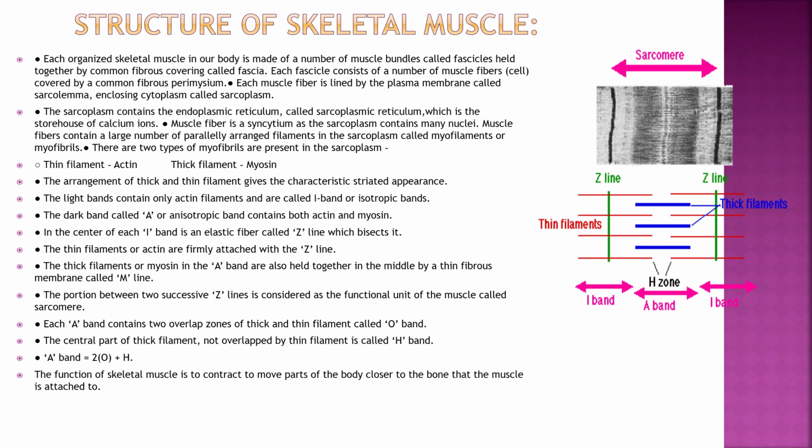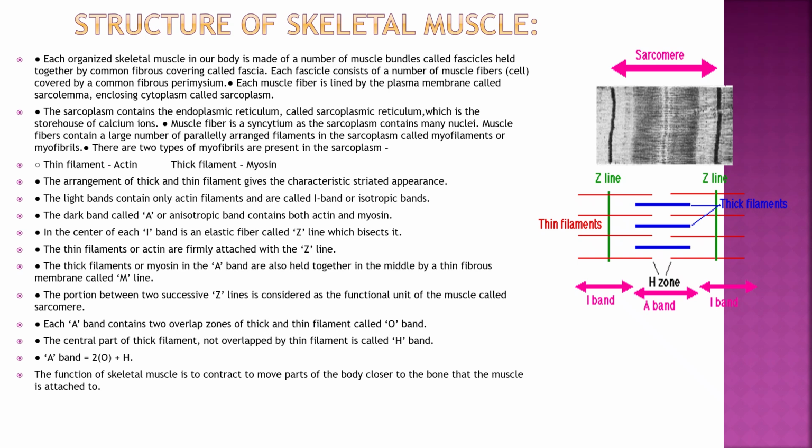Each muscle fiber is lined by a plasma membrane called sarcolemma, enclosing cytoplasm called sarcoplasm. The sarcoplasm contains endoplasmic reticulum called sarcoplasmic reticulum, which is the storehouse of calcium ions. A muscle fiber is a syncytium as the sarcoplasm contains many nuclei. Muscle fibers contain a large number of parallelly arranged filaments in the sarcoplasm called myofilaments or myofibrils.